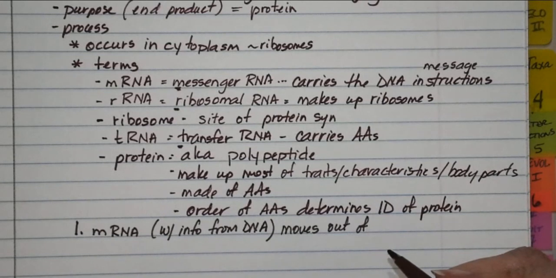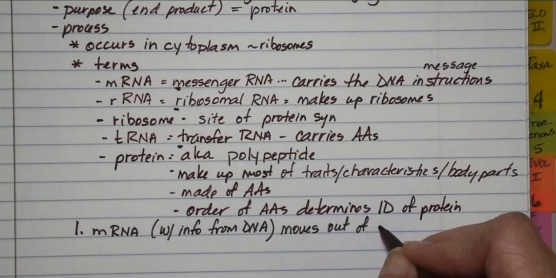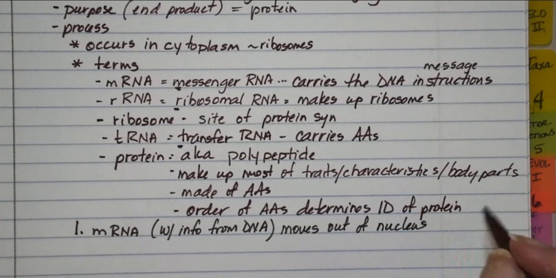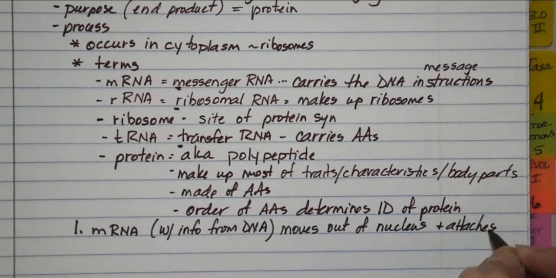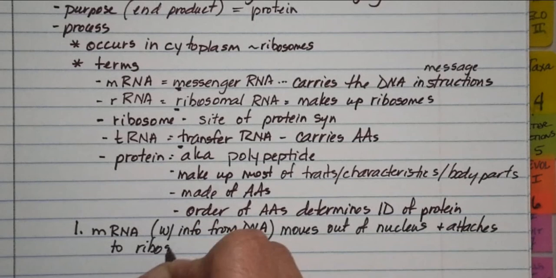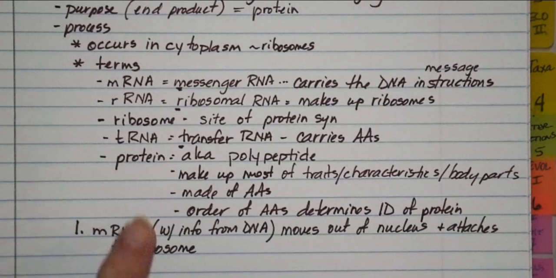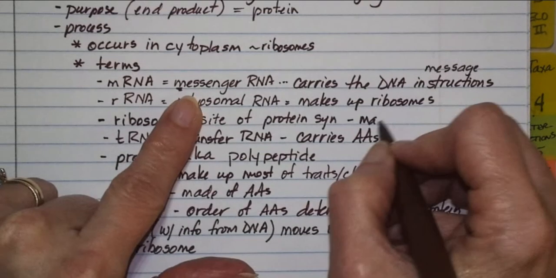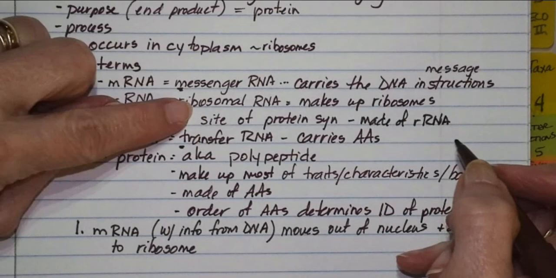It moves out of the nucleus and attaches to the ribosomes. What's a ribosome made of? There you go. Ribosome, and I might put that up here, made of rRNA. See, the rRNA makes up the ribosome. So remember that ribosome is just rRNA. So we use all three types of RNA for this process.